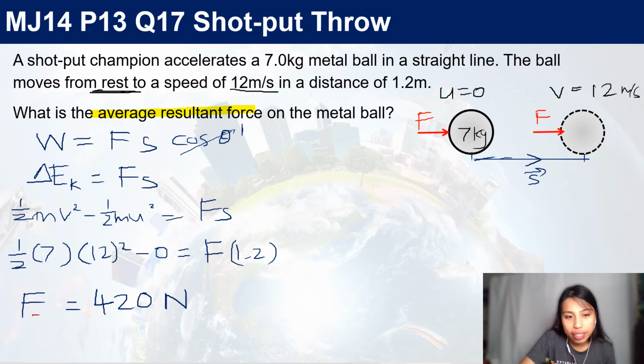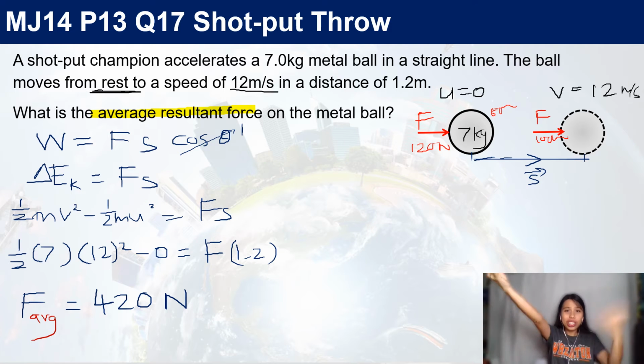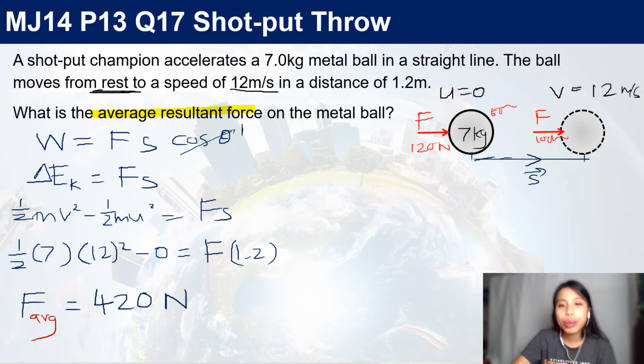Keyword, let me add here, average. Average means, let's say the force starts off at maybe 120 newtons. Suddenly halfway it becomes 80. Then it becomes 100 newtons. We don't know, it's changing. So your force could be going up and down, but the average we estimate to be 420 based on the changes in energy over a certain distance.